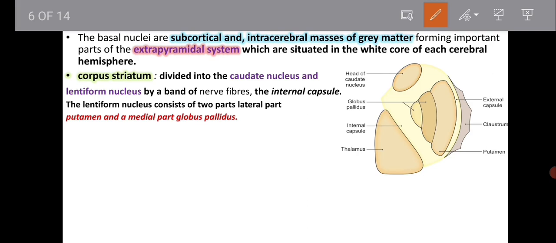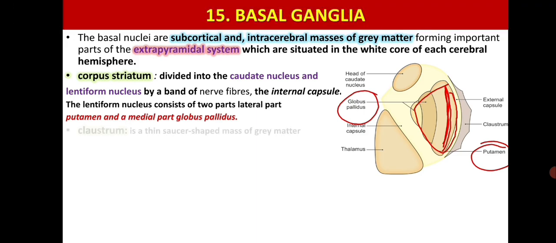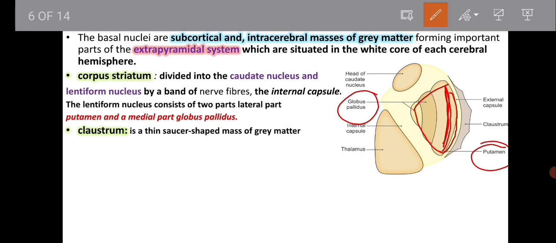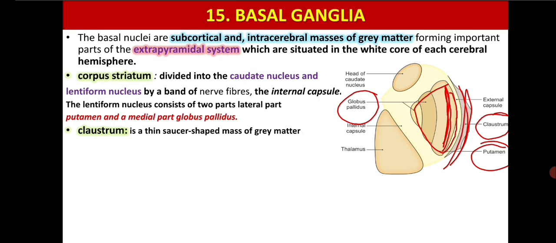So this is the total lentiform nucleus. Here, this outer portion is known as the putamen, and these two are known as the globus pallidus. And next is the claustrum. Claustrum is nothing but a thin saucer shaped mass of gray matter. It is located in the most lateral position. This portion is known as the claustrum.